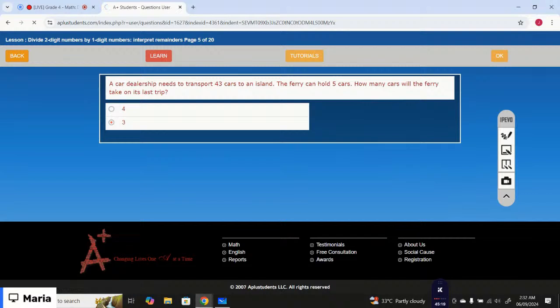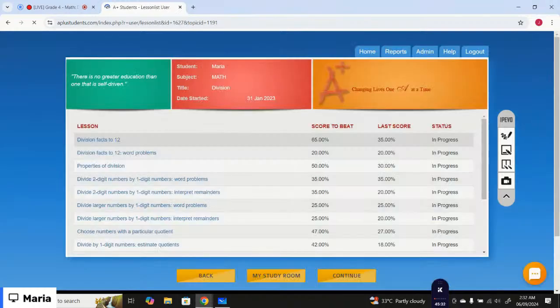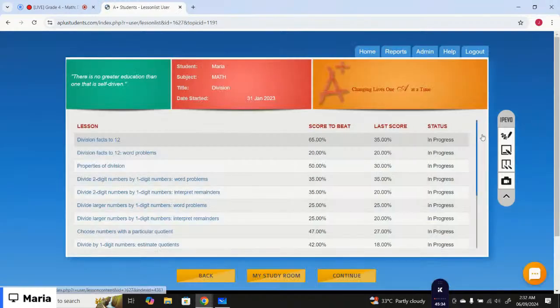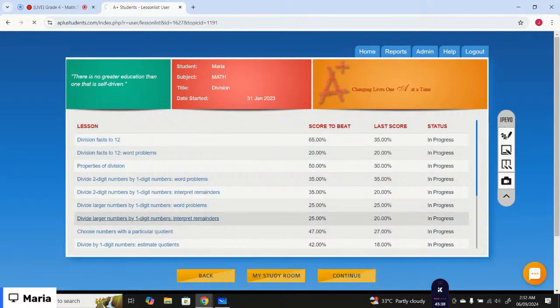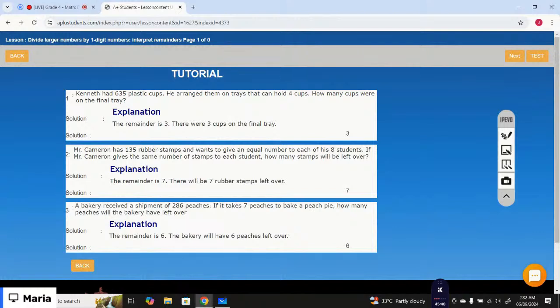Okay, you can complete the lesson by yourself later today. Let's just move on to the next lesson. The next lesson is divide larger numbers by one digit numbers, interpret remainders. Let's just start with the next lesson. Now you have the larger numbers, right?